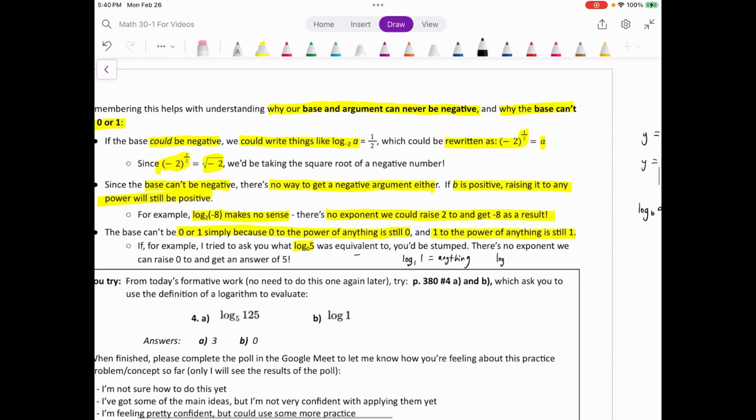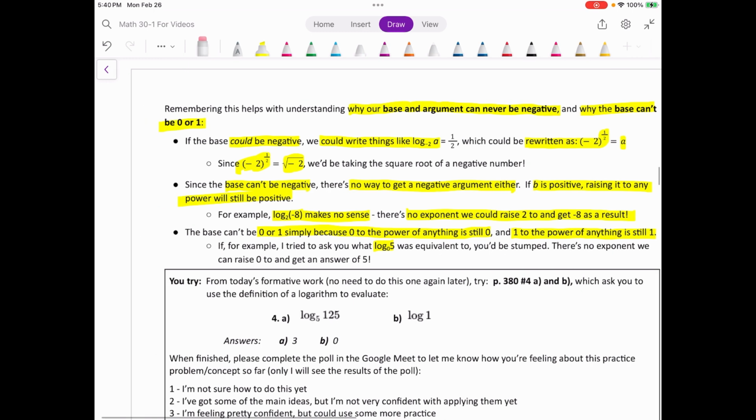Same if I tried to say log base 0 of 0. 0 to the power of anything is 0, so this doesn't actually mean anything, right? This could be a billion, a trillion, 1,000, -100. 0 to the power of that would equal 0. So it doesn't have a well-defined value, because again, 0 to the power of anything would be 0.